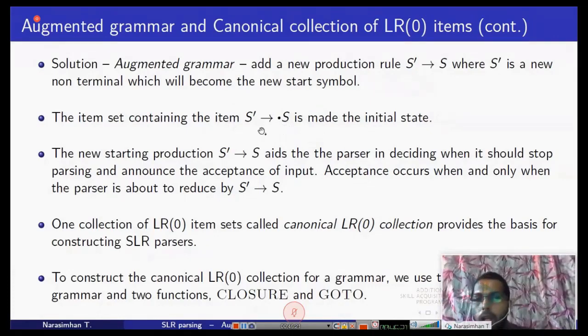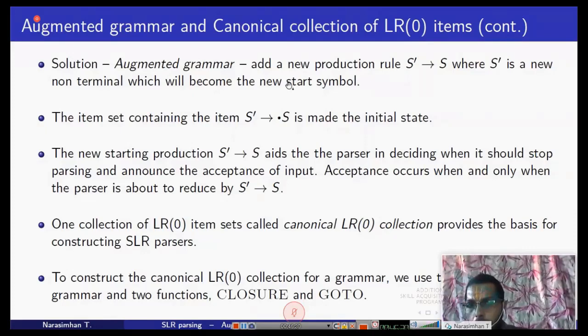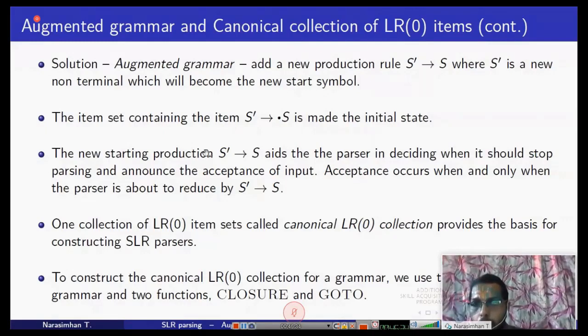As I told you, in the augmented grammar you just add a new production S dash gives S. What's the purpose of doing this? It turns out that this production will aid us in deciding when you should stop the parsing process, that is, when you should accept the input string. The input string will be accepted only when you are going to reduce by the production S dash gives S. In the reduction process, you will be using various productions, right?